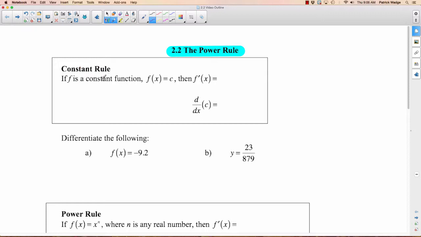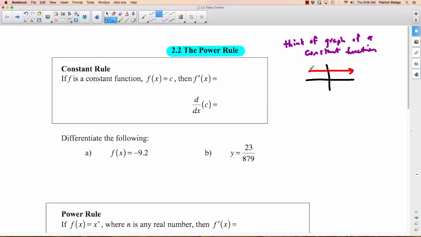This rule says if f is a constant function, in other words, if f of x equals c, then f prime of x, the derivative of that function, equals, well, let's think of this for a second. Think of the graph of a constant function. A constant function is like y equals 4 or y equals -2, right? So what does that always look like? It looks like a horizontal line. For example, this would be an example of a constant function right there.